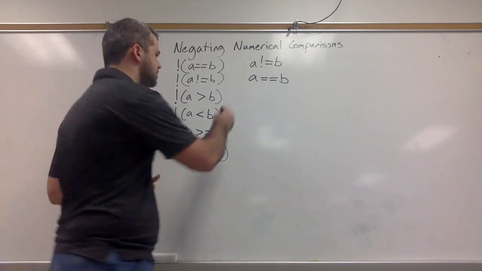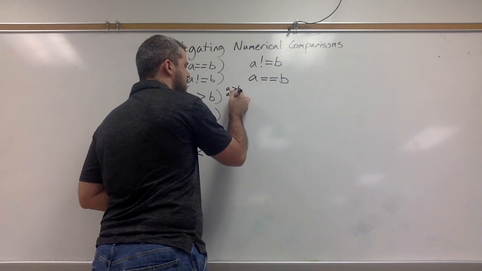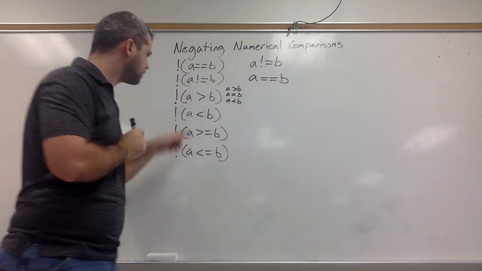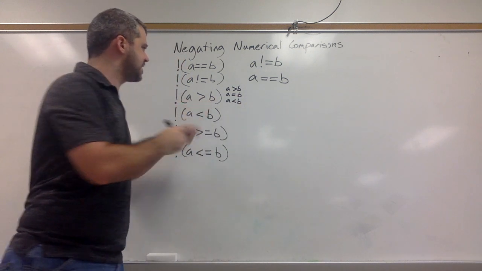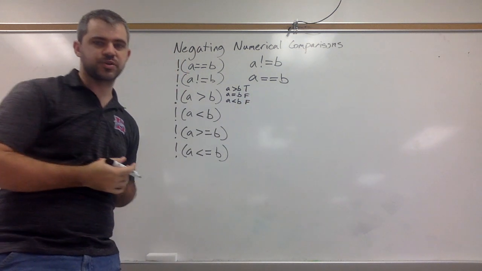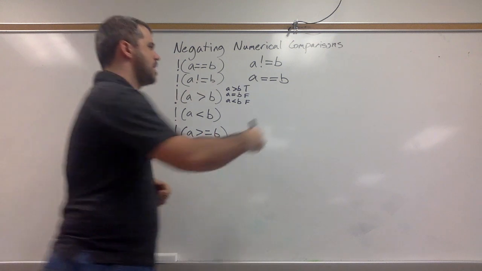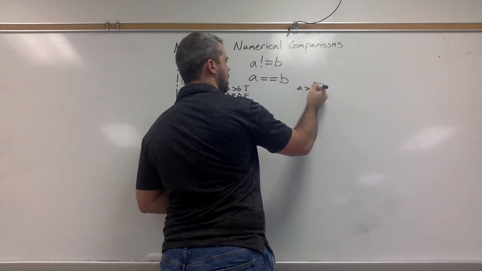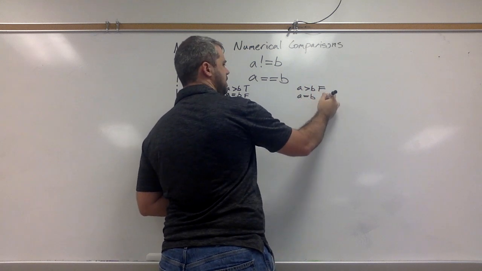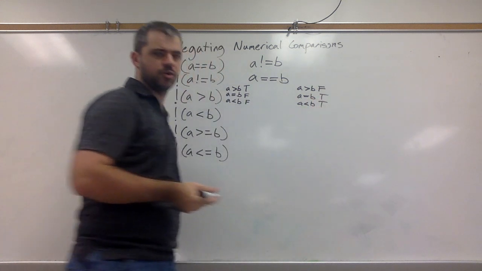There's three possibilities. A could be greater than B, A could be equal to B, and A could be less than B. Now, if this is the case, then this is going to return true, and these two are going to return false. What I need is something that negates that, where A greater than B will return false, A equals B will return true, and A less than B also returns true.